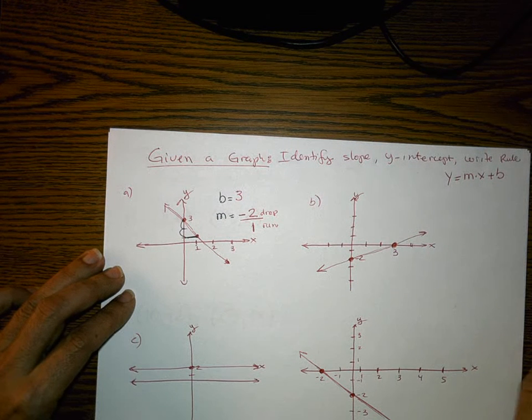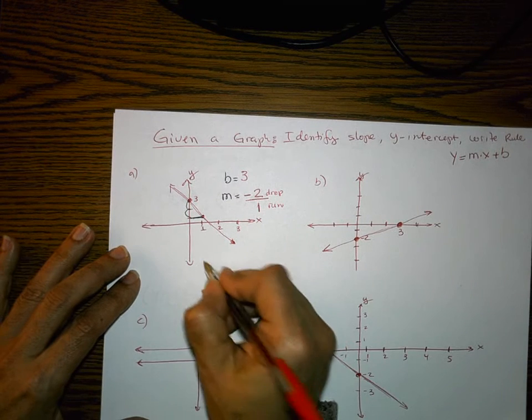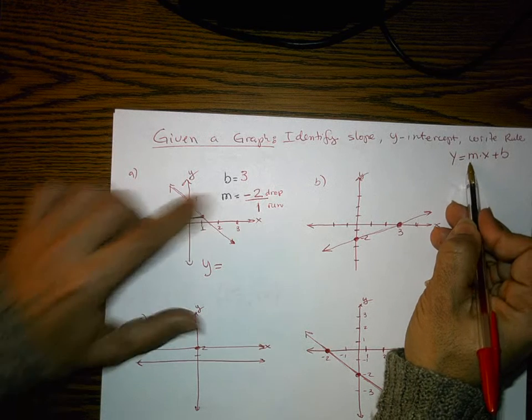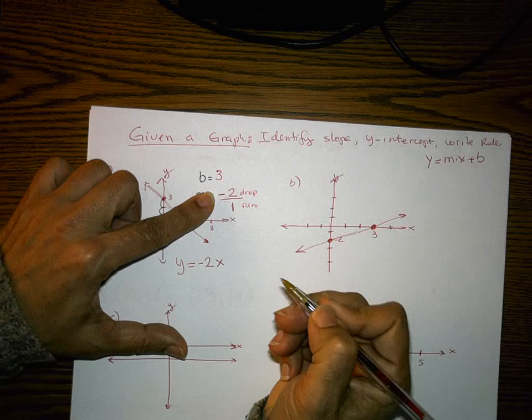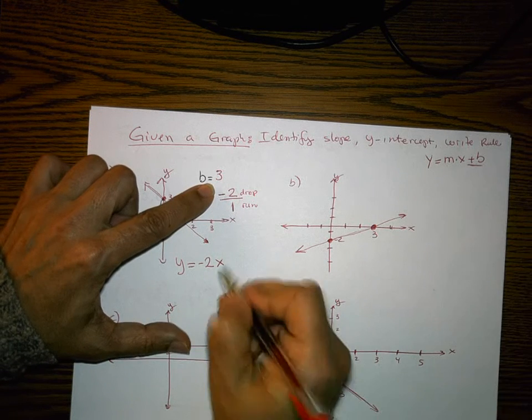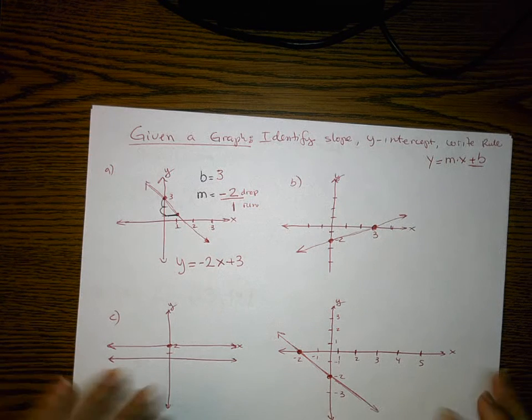There we go. I have everything I need to write the equation. So I would write y equals the slope, right here, m, which is my -2, -2 times the x, and then we just write in the back the b value, which is a +3. Okay? All right, let's do one more.